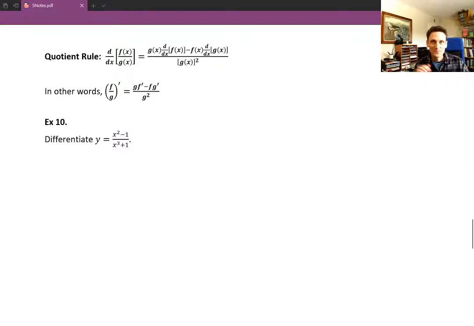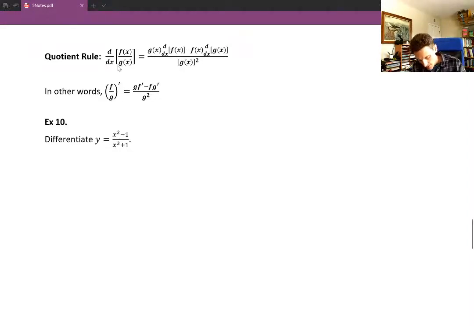Hello and welcome. In this part, we're going to learn about how to take the derivative of the quotient of two functions. So if you have a function where it's a fraction and there's a function on the top and there's a function on the bottom, how can we take the derivative of situations like that? There's a rule called the quotient rule that helps us do it.